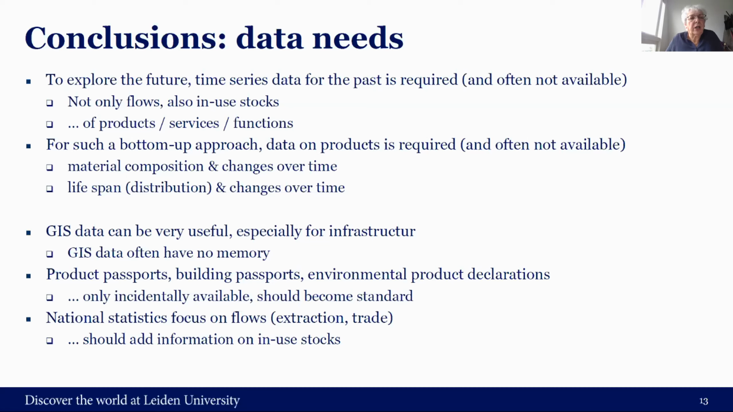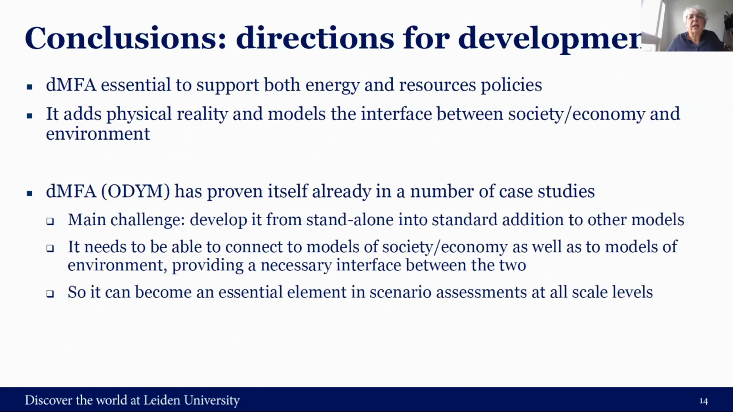From the supply side, you see that GIS data can be very useful. So it says here, especially for infrastructure, but it's also especially at the lower scale levels. The lower the scale level, the more useful these GIS data are. Problem is that they often have no memory. The thing in GIS is to update it to as near the present as possible, but then the past systems are often lost. And there's all kinds of other information that could be used, and to some extent we did use it, but that are only incidentally available. And if we really take this seriously, it should become much more standard.